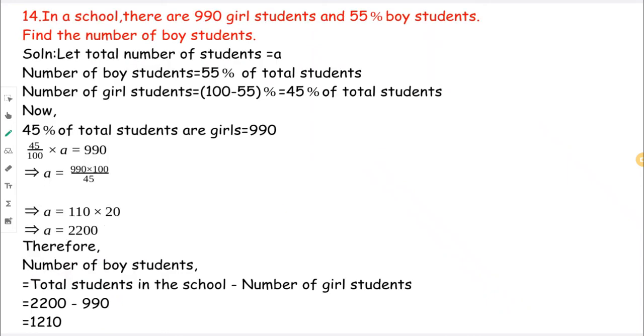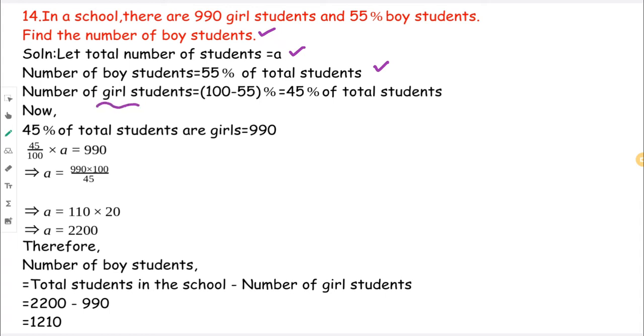Let's do one more. In a school, there are 990 girl students, and 55% are boy students. We are asked to find the number of boy students in the school. Once again, remember, we do not know the total number of students in the school, so we'll take it to be A. Number of boy students, what did they say? 55%, right? If 55% are boy students, then we can say that 45% of the total students are girl students.